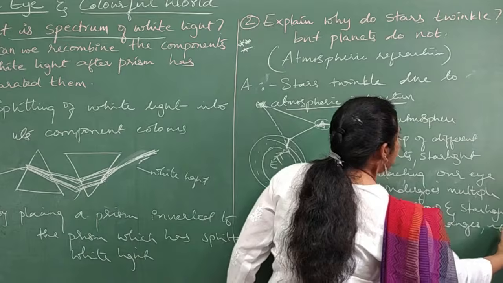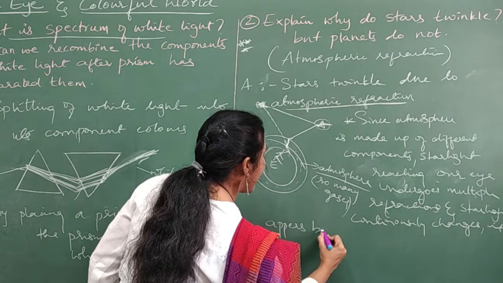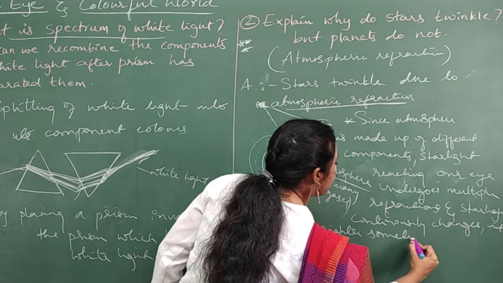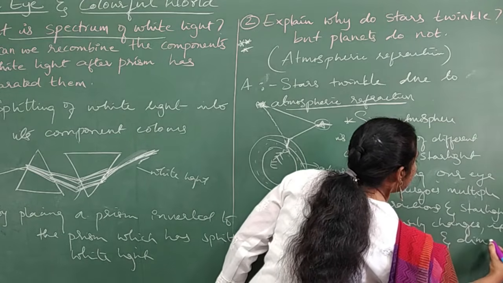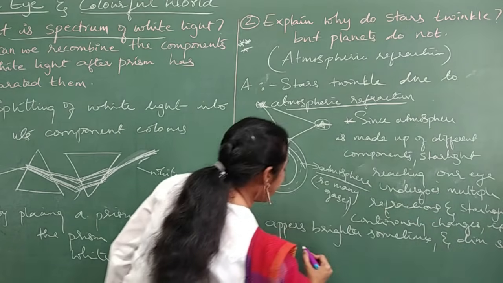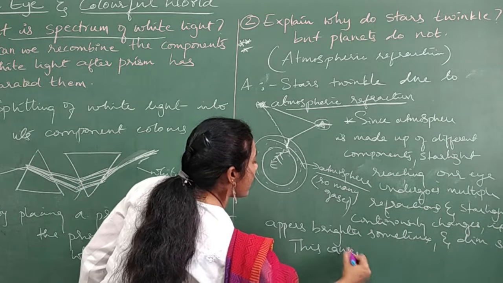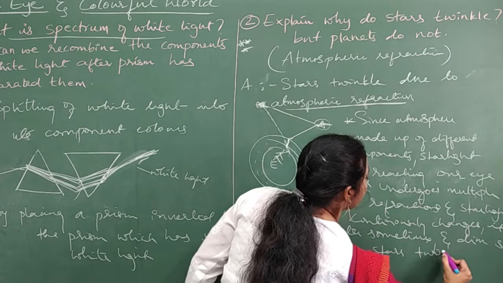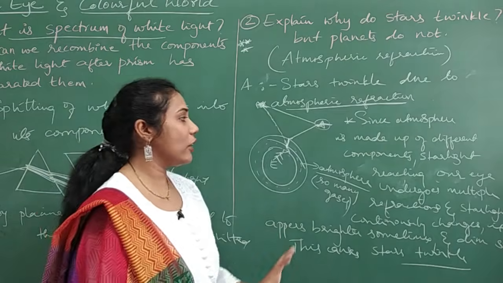Okay, it appears brighter sometimes, and dim sometimes. Okay, so this causes stars twinkle. Okay, so this is what we call twinkling effect of star.